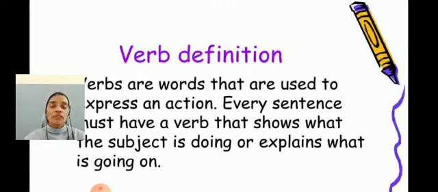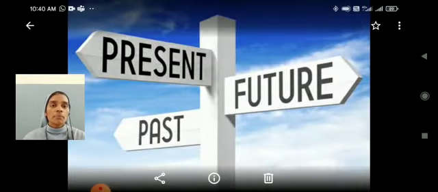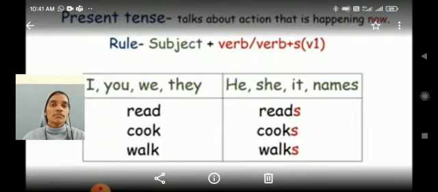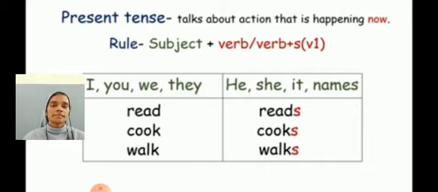Dear students, verbs come in three tenses. Which are they? Present, past and future. First we will see present tense. Present tense talks about an action that is happening now.